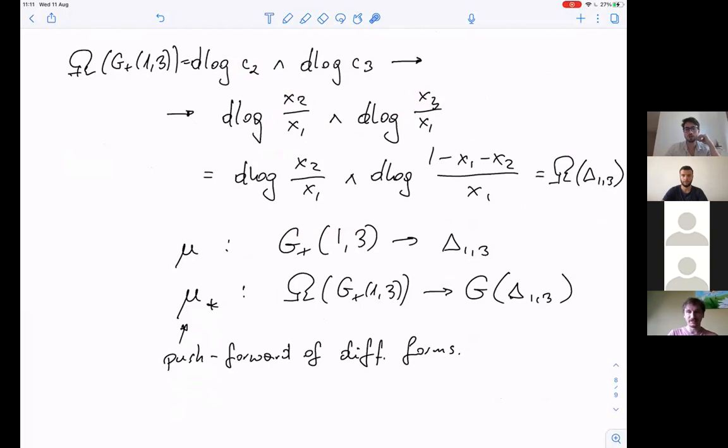Okay, so this can be done also for higher hypersimplices. And this is one of your tasks which you have for the second exercise in the problem set for today. It's quite tedious, but I think a rewarding thing to do.